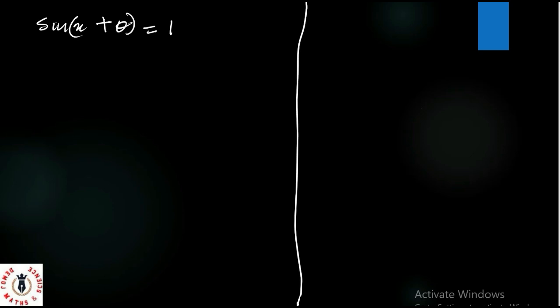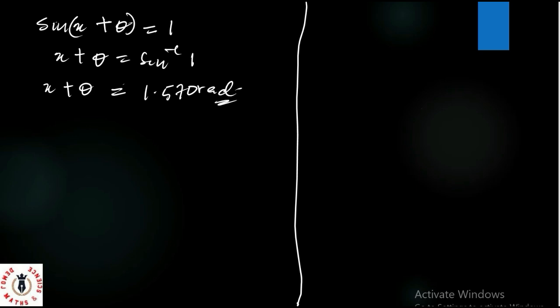We've gotten that sine (x plus theta) is equal to 1, so that x plus theta will be equal to the sine inverse of 1. Now the sine inverse of 1, from my calculator, is the same thing as 1.570 in radians. We're working in radians. So x on its own will be the same thing as 1.570 minus theta. Now, what is theta?